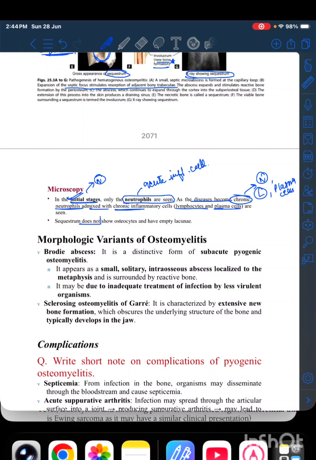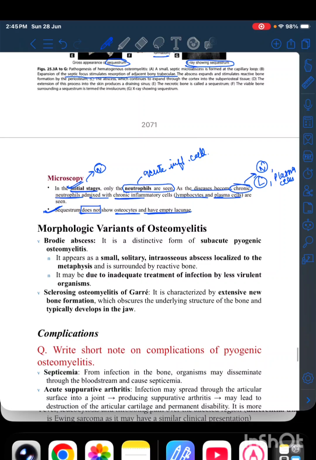Sequestrum does not show osteocytes and has empty lacunae. Sequestrum does not show osteocytes because they are dead, necrotic tissues. So there will be no osteocytes in it.